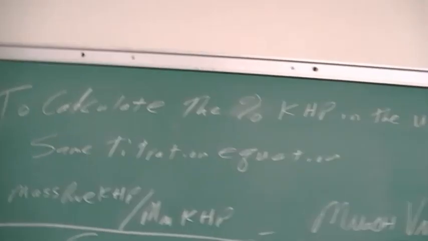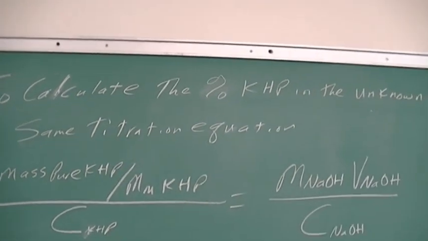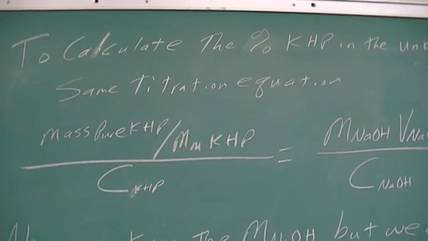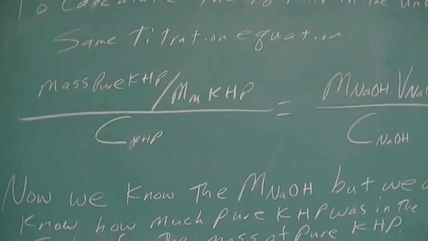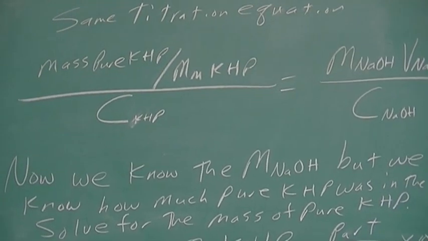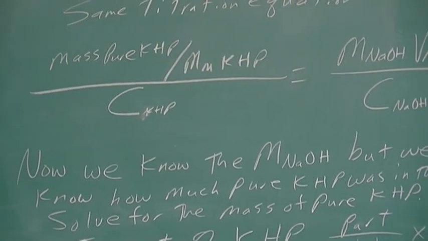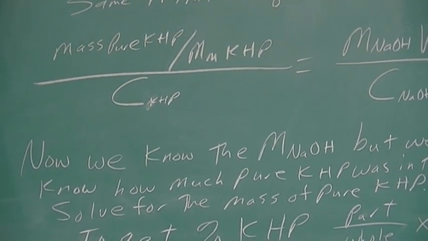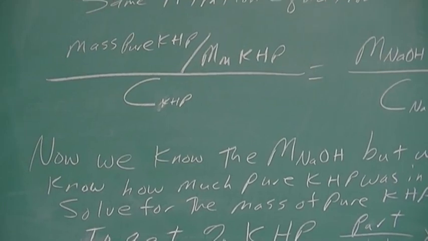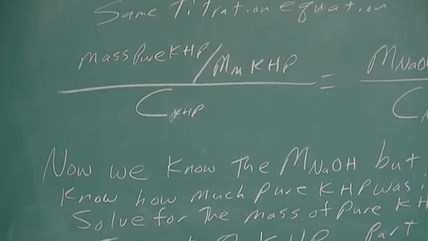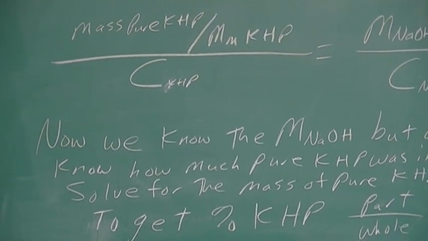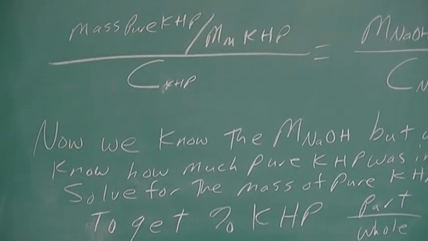Now to calculate your percent KHP. To calculate the percent KHP in the unknown, you use the same titration equation. We use the same reaction, so it is the same equation. Here it is the mass of KHP, and now I'm going to put in here pure KHP. The unknown is not pure KHP. The unknown has other things in it. So this is the mass of pure KHP divided by the molar mass of KHP, 204.23, and the coefficient of KHP, which we have there as a 1.